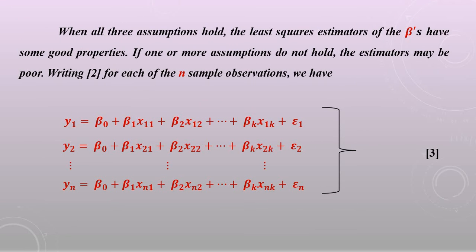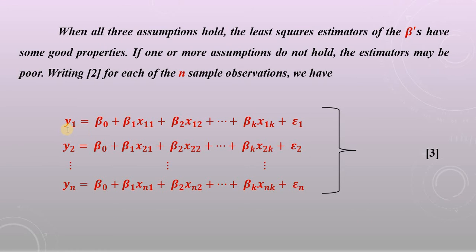When all three assumptions hold, the least squares estimators of the betas have some good properties. So if one or more assumptions do not hold, the estimators may be poor. Now for each of the n sample observations, we have n equations like this.